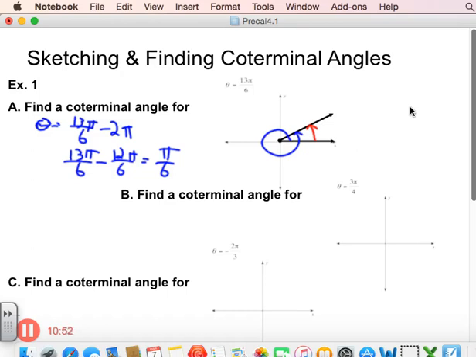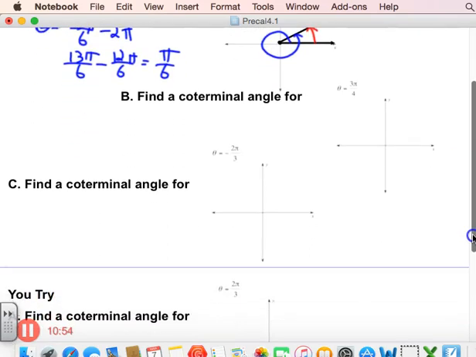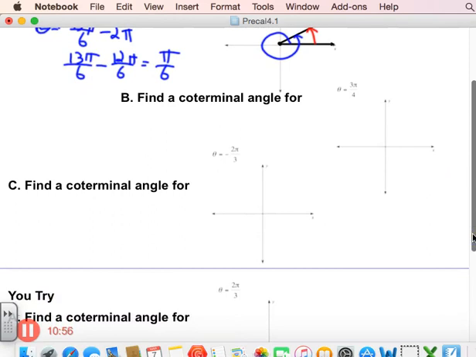All right, so let's do another one. This time it's 3 pi over 4. Okay, 3 pi over 4, that's less than 2 pi. It's not a full circle, obviously. So let's add 2 pi this time. You can do either. You can add 2 pi or subtract 2 pi to get a coterminal angle. So 3/4 pi plus, you make 2 into 4, that's 8/4. So 3 plus 8 is 11 pi over 4.